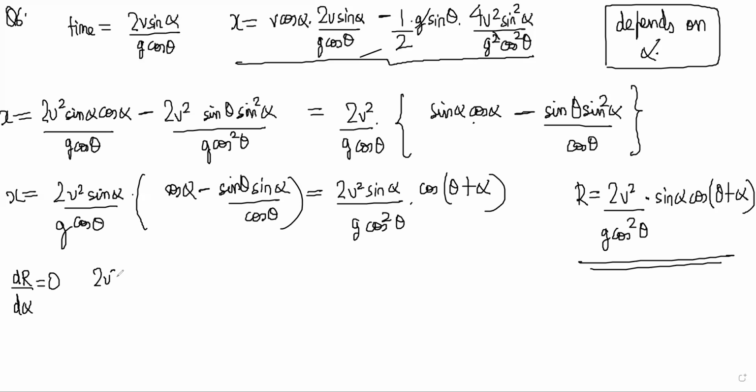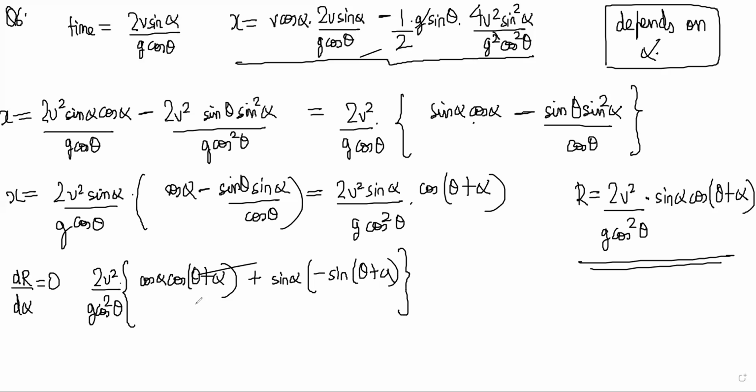So everything that is constant I will keep outside, 2v square by g cos square theta outside. And now I'll differentiate this part. So that will be cos alpha cos of theta plus alpha, plus sine alpha into the derivative of cos of this, so that is minus sine of theta plus alpha.